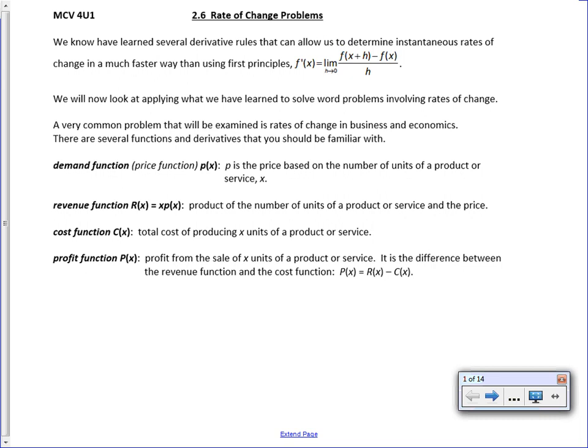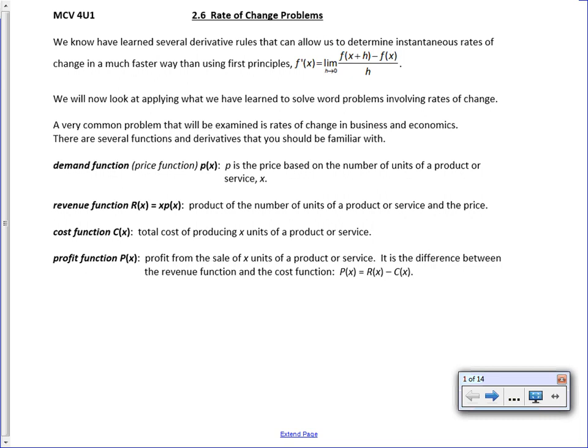The cost function is the total cost of producing x units of a product or service. The profit function, capital P at x, is the profit from the sale of x units of a product or service, and it's the difference between the revenue and cost functions. So there's your repertoire, or vocabulary, in terms of economics questions that would require you to analyze a real life situation involving a monetary scenario.